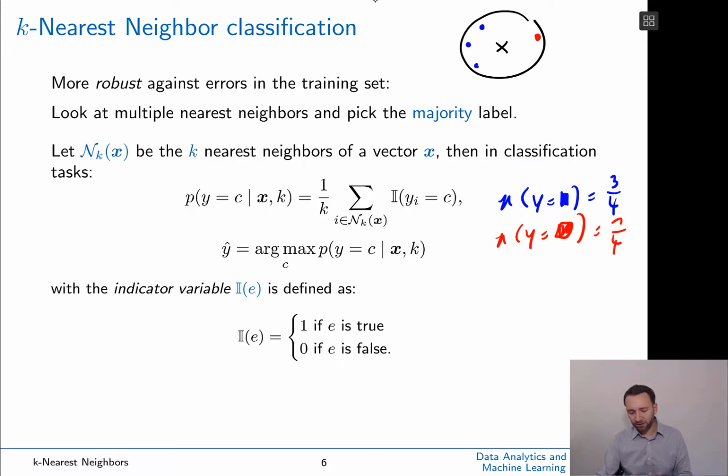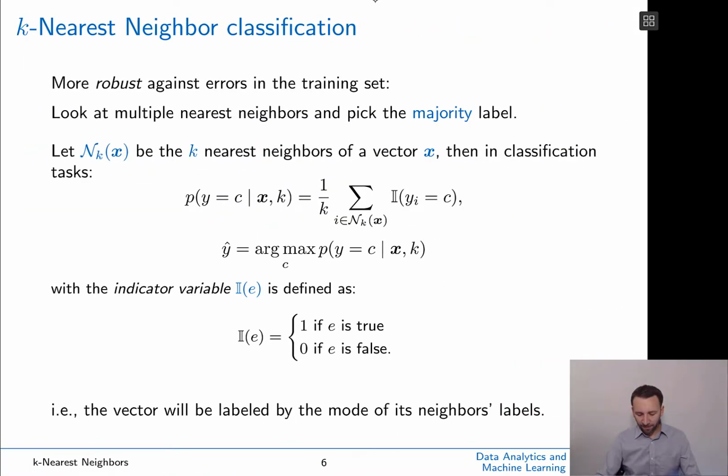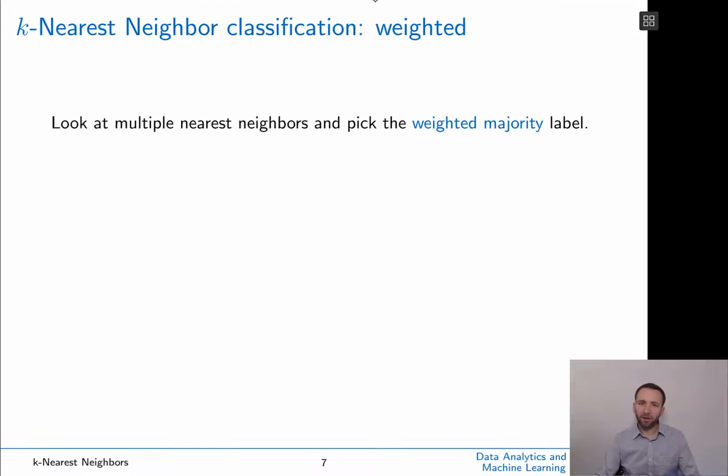You can use a majority label. But you can also generalize it to a weighted setting. What I mean by this is the following. Let's say, again, you have a new instance. And let's say you have an instance which is red, which is very close by. And then you have, again, 2 blue ones, which are quite far away.